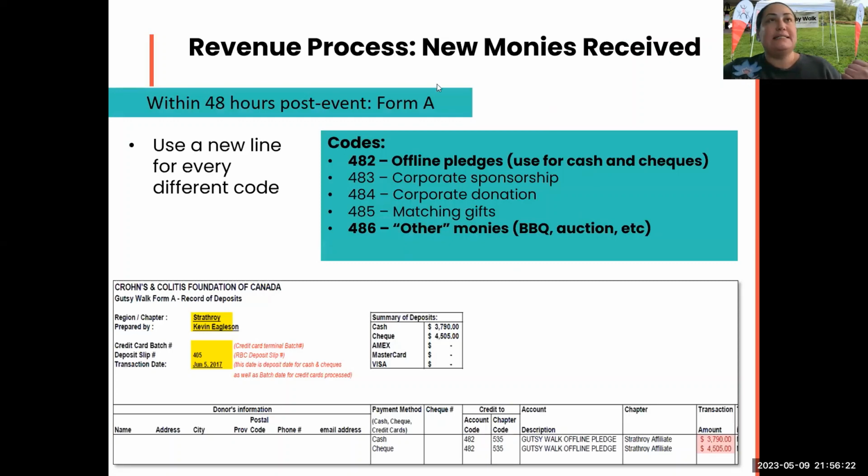And here you can see the different account codes that you can use for offline pledges. 482 and 486 are the ones that you will mostly use. 486 is for other money, barbecue, auction, etc. And 482 is for the pledges.